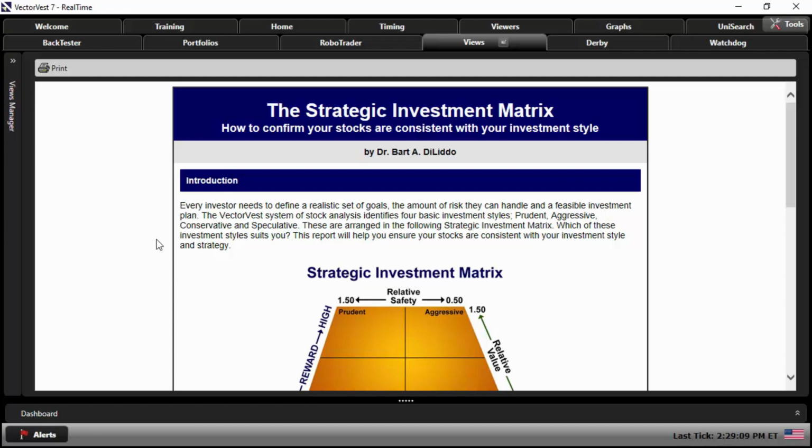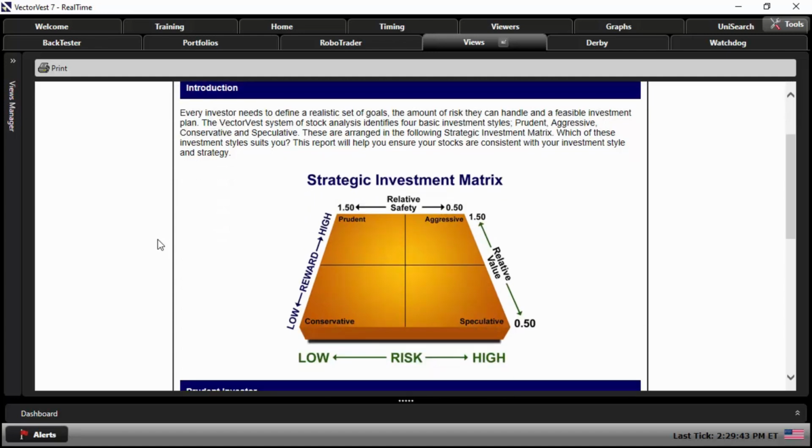Starting off with the introduction, every investor needs to define a realistic set of goals, the amount of risk they can handle, and a feasible investment plan. The VectorVest system of stock analysis identifies 4 basic investment styles: prudent, aggressive, conservative, and speculative. And here we're going to help you identify which style suits you the best.